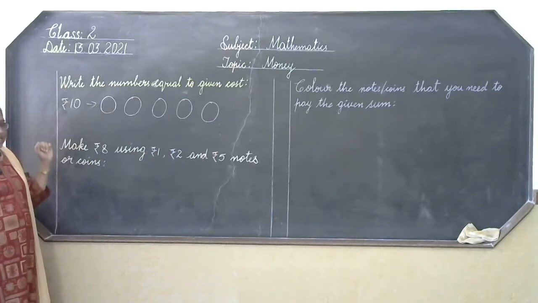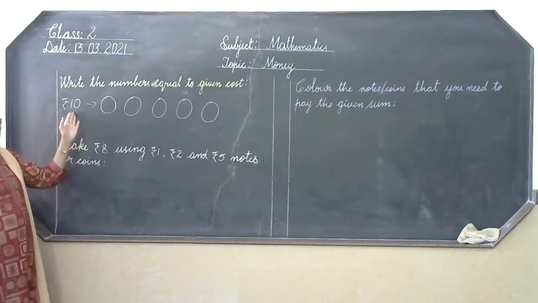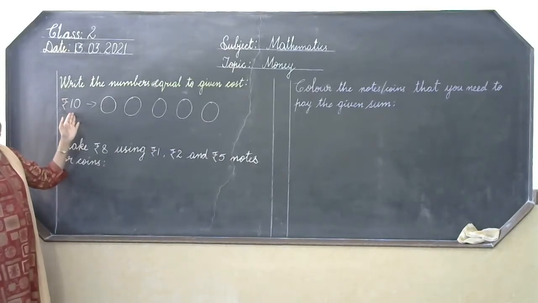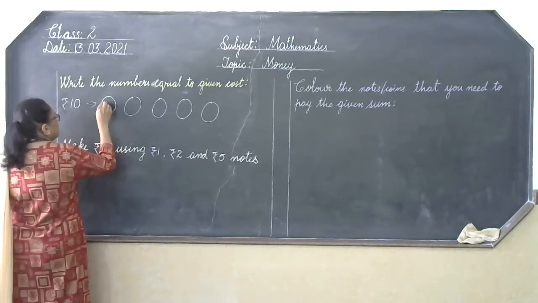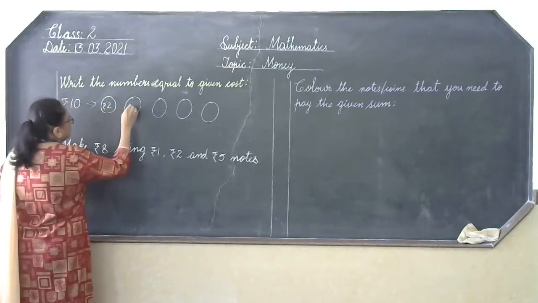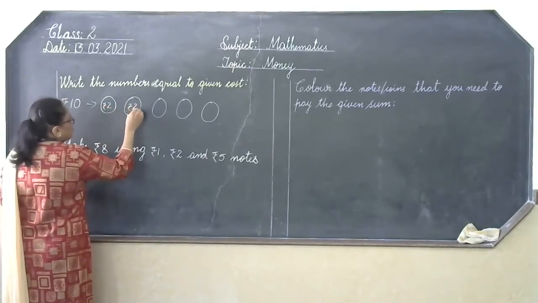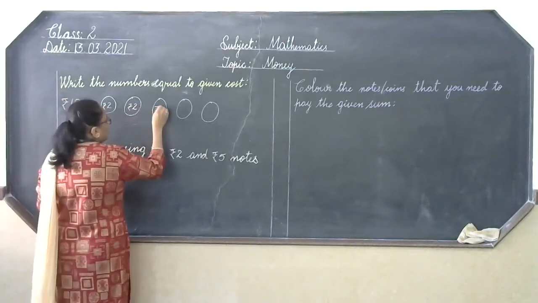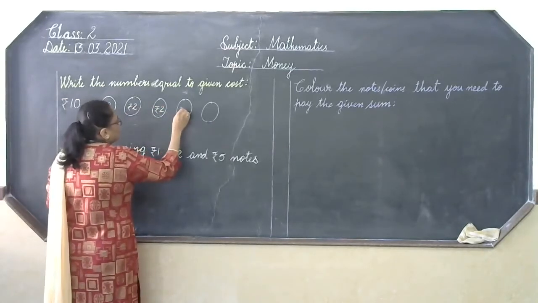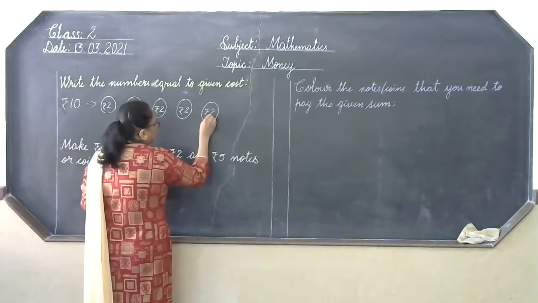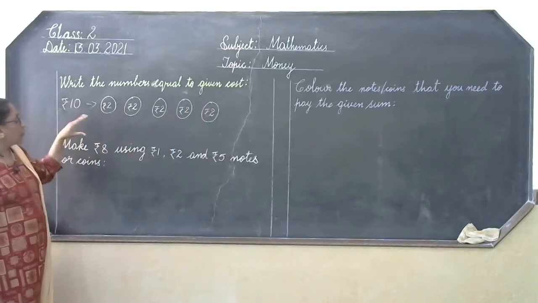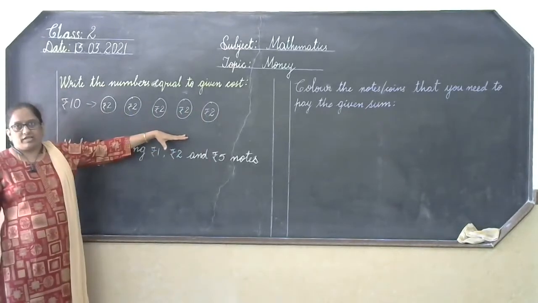How will you pick? See here, 5 coins. So what will you do? 10 divided by 5. In 5, how many times do you get 10? 5 twos are 10. So here you will write rupees 2, rupees 2, rupees 2, rupees 2, rupees 2. You have to distribute equally, children.